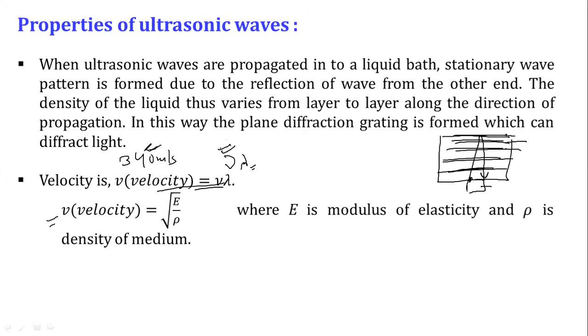But if you talk about velocity in any different medium, then velocity is given by this expression here: square root of E over rho or Y over rho. Y or E is your modulus of elasticity, rho is the density of the medium. Every medium has a different modulus of elasticity and a different density. Hence, your velocity of sound, whether it's infrasonic, ultrasonic, or audible range, will be different in different mediums. So these are the properties of ultrasonic waves.